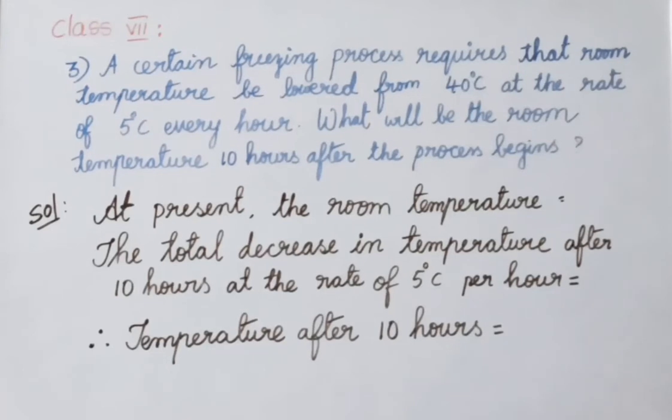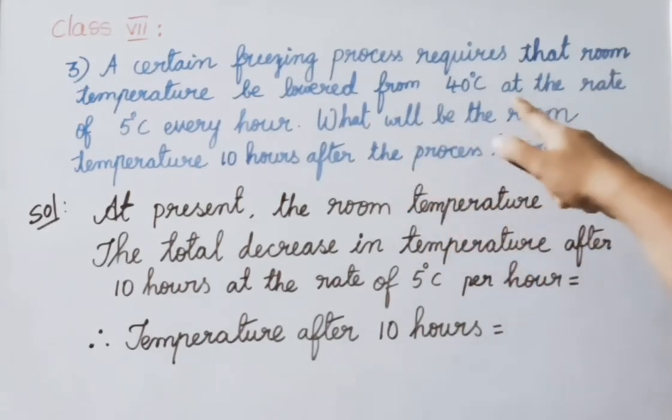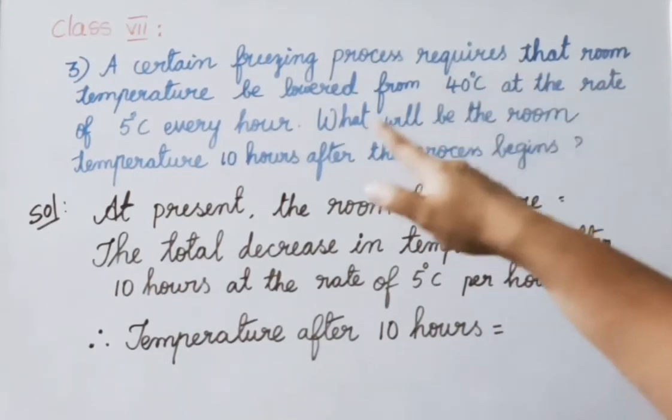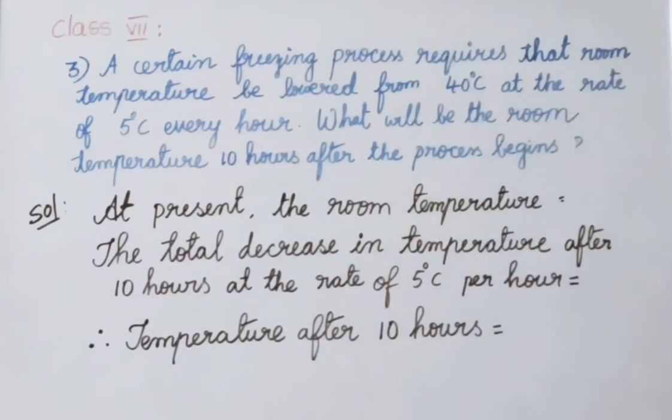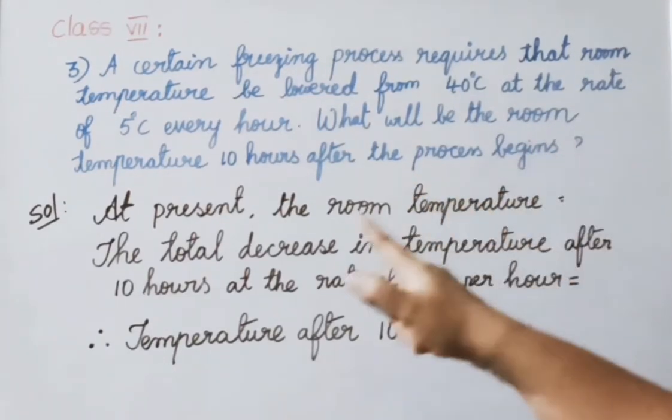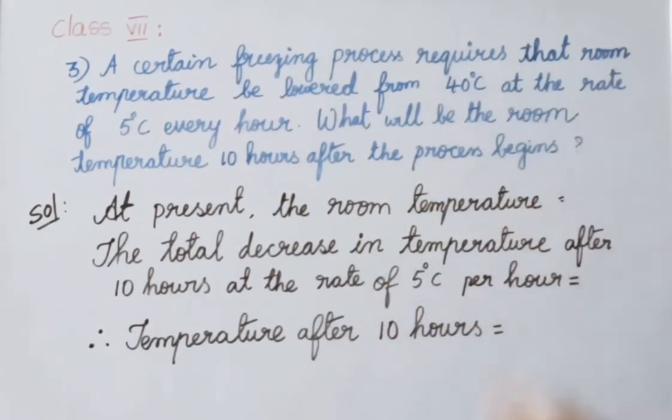See now third sum. A certain freezing process requires that room temperature be lowered from 40 degrees Celsius at the rate of 5 degrees Celsius every hour. What will be the room temperature 10 hours after the process begins? What they have given in the question is a freezing process starts from 40 degrees Celsius. Every hour 5 degrees Celsius it is going to decrease. After 10 hours what will be the temperature in that room?